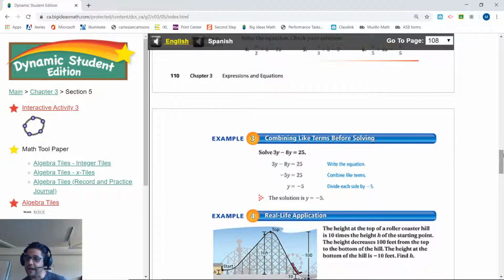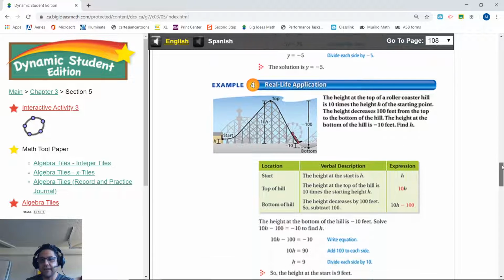Now, I don't know why they squeezed this in here, but technically they did. I guess this is a two-step problem, because if you notice, we're going to combine these like terms first. 3y subtract 8y is a negative 5y. Then you divide each side by negative 5, which they did not show. Shame on them. And you get your answer of negative 5. So I guess that is still technically two steps.